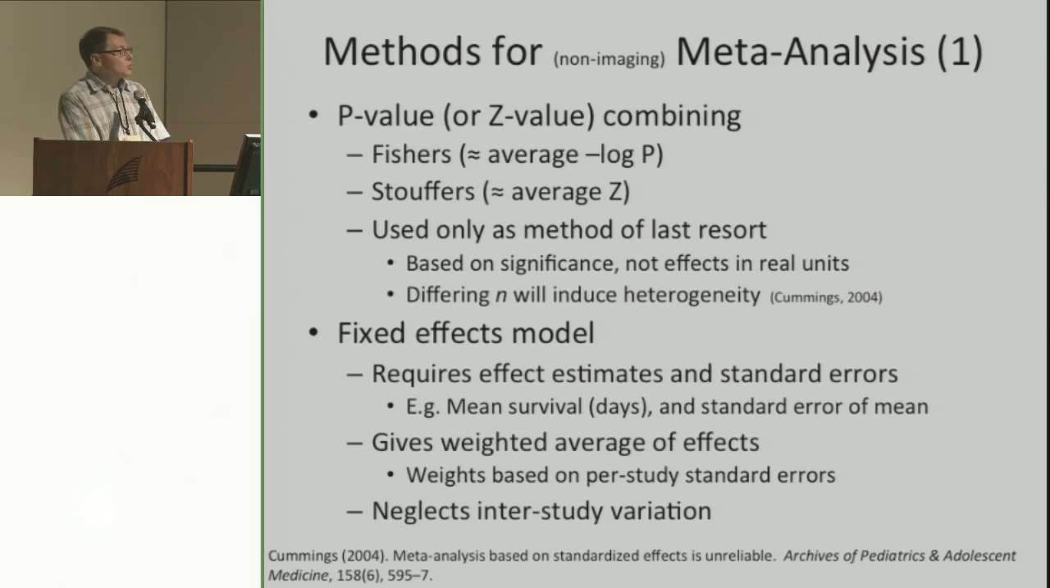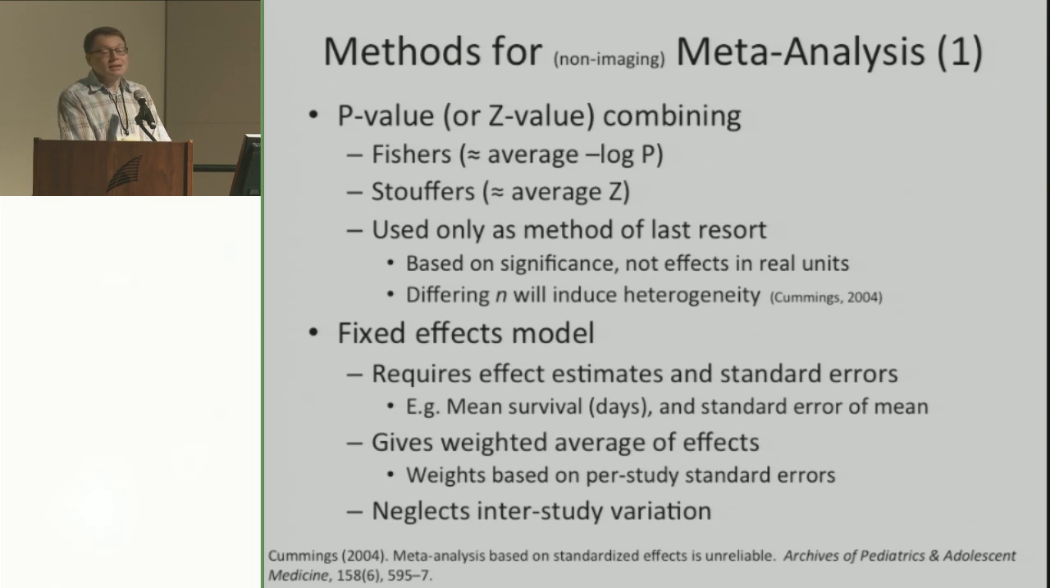So what you can do is meta-analyses based just on the p-values, or the z-values converted into p-values. They're known as Fisher's or Stouffer's. But again, if you look at the literature, these are regarded as deprecated methods. They're not really supposed to be used because they're not working in real data units. Also, differing n can induce heterogeneity, making these measures less than comparable. So it's recommended that you work with the actual data units in something called a fixed effects meta-analysis, where you have the estimates and their uncertainties and you combine them.